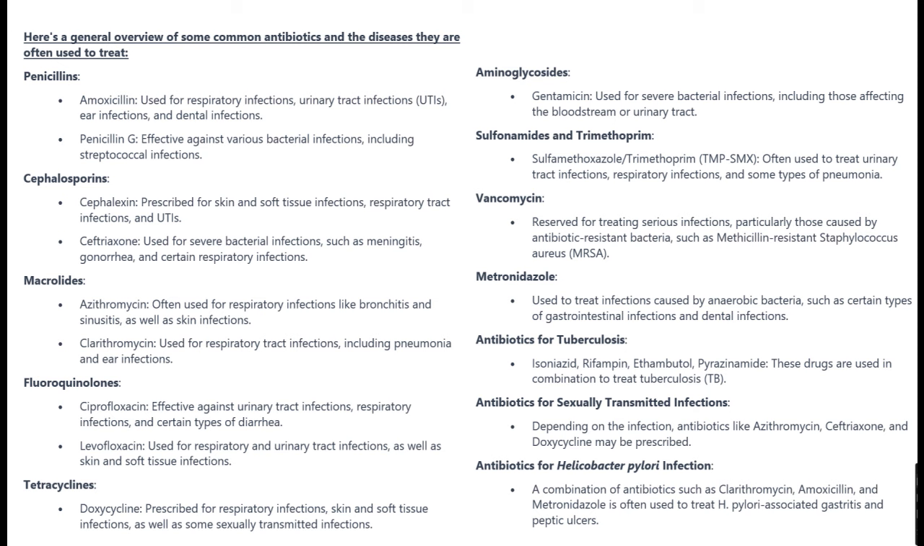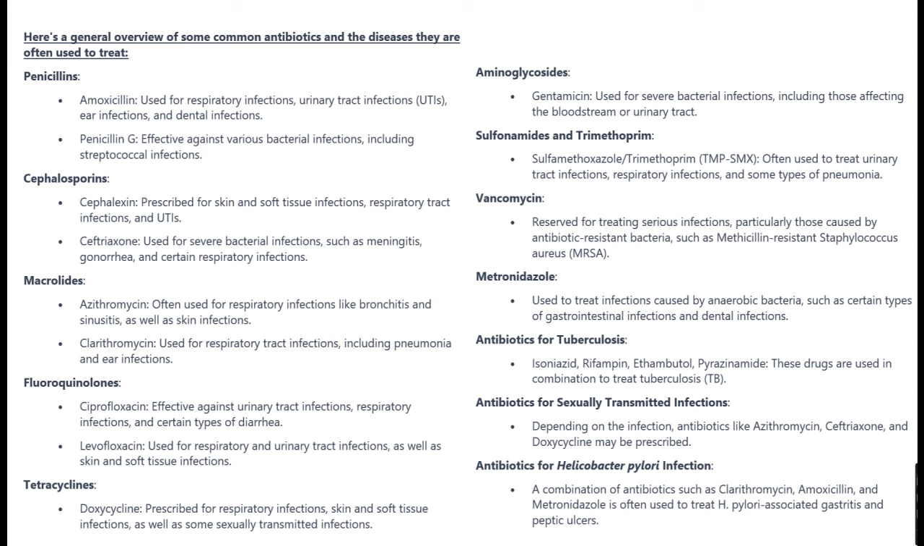9. Metronidazole, used to treat infections caused by anaerobic bacteria, such as certain types of gastrointestinal infections and dental infections. 10. Antibiotics for tuberculosis. Isoniazid, rifampin, ethambutol, pyrazinamide. These drugs are used in combination to treat tuberculosis, TB.